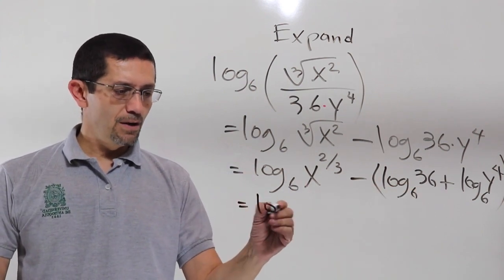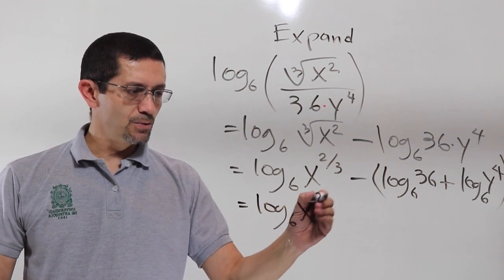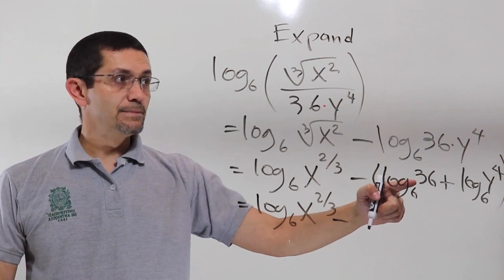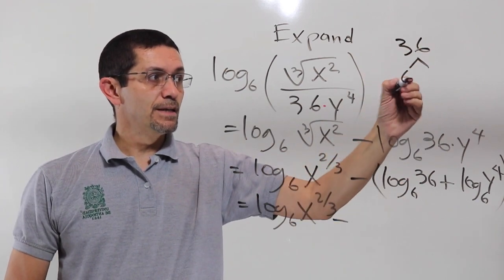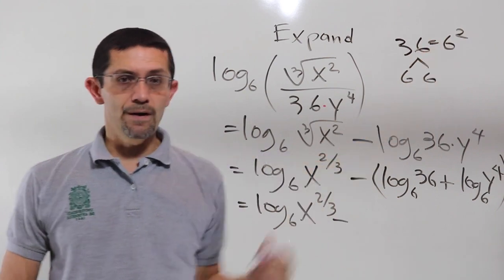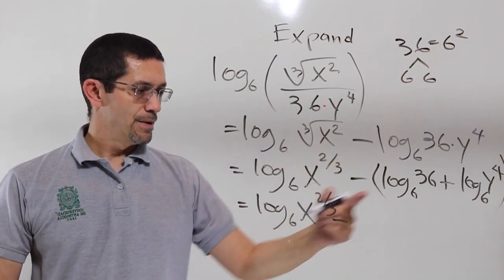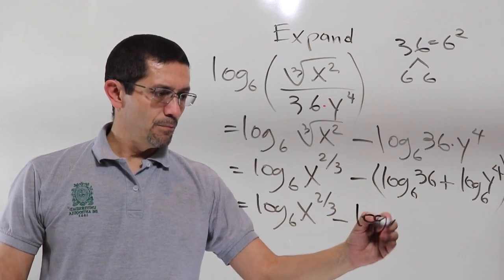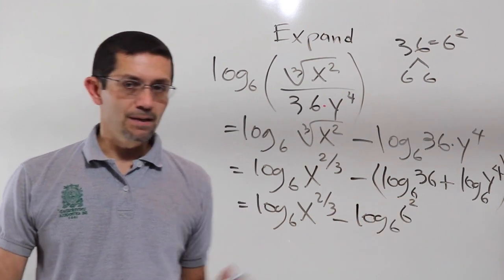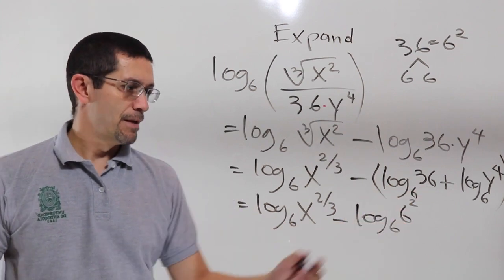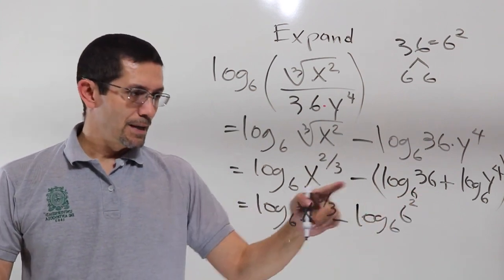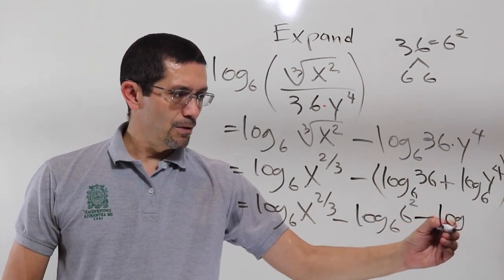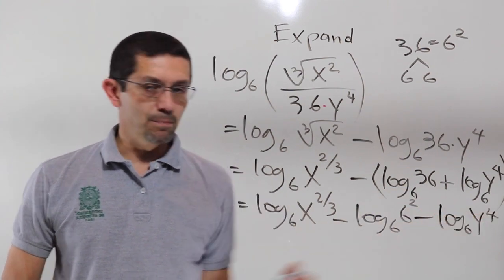So I have log on base 6 of x to the 2/3 minus the 36 is 6 times 6, which is 6 squared. Let's turn that into 6 squared. So negative and positive is going to give me negative log on base 6 of 6 to the 2nd power. That's my 36. Plus, oh, hold on, not plus. Negative and positive would be minus, and I have log on base 6 of y to the 4th power.